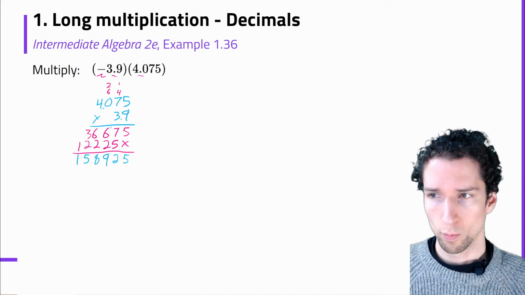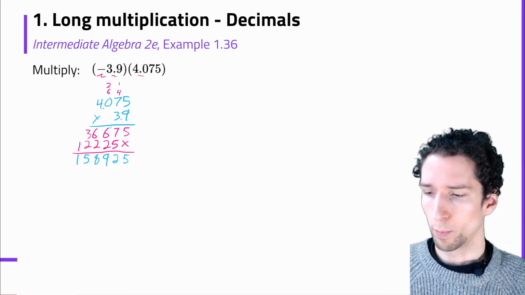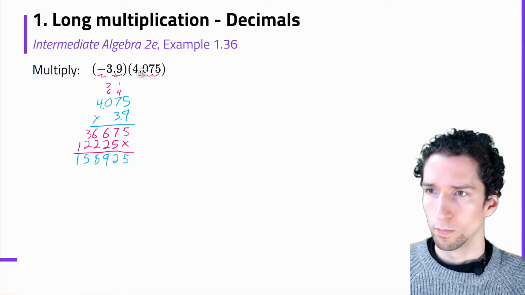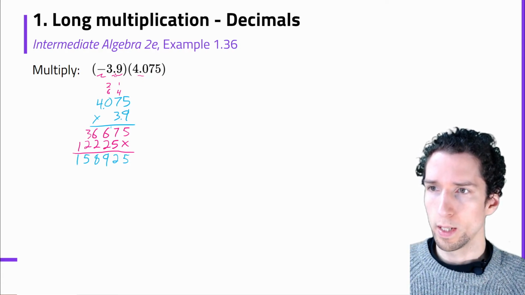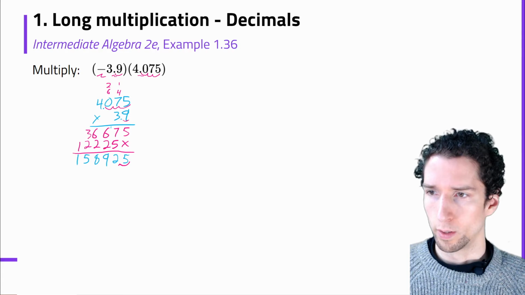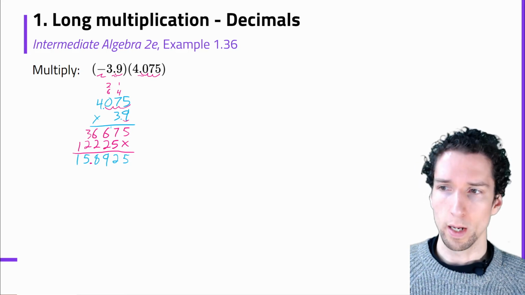It's not 158,000. Now we have to put the decimals back in. So up front here we can count. We had 3 decimal places in the second number, 1 decimal place in the first number. So 1, 2, 3, and 1. So let's just put those back in here. 1, 2, 3, 4. There is our decimal. So it's 15.8925.